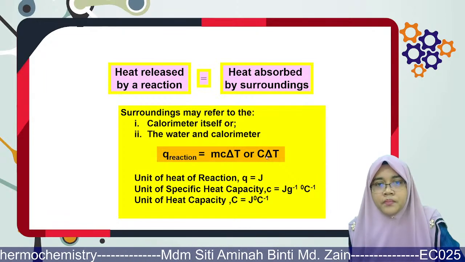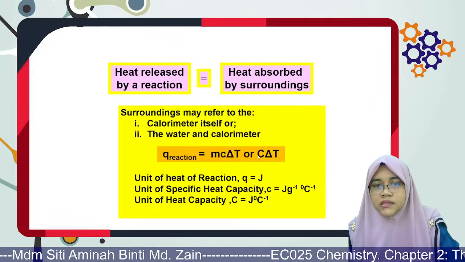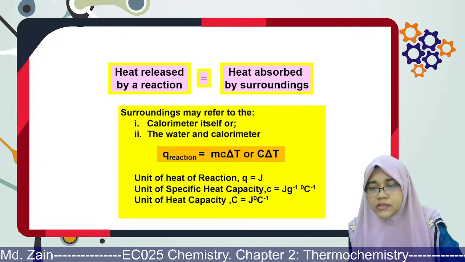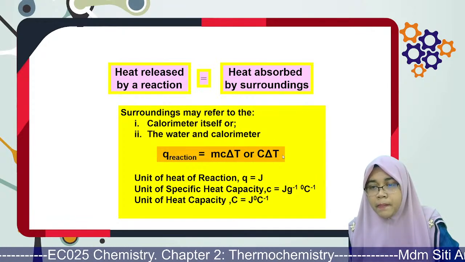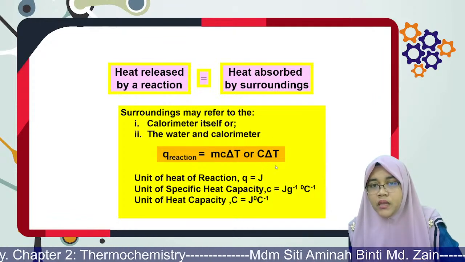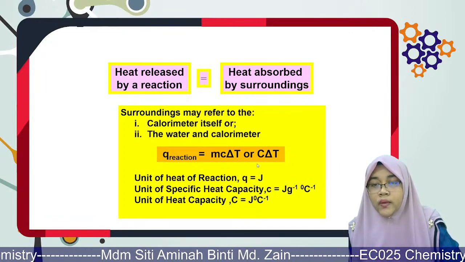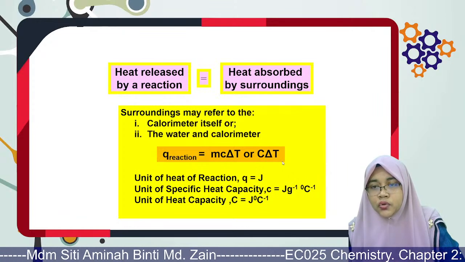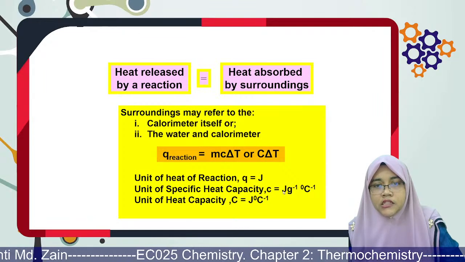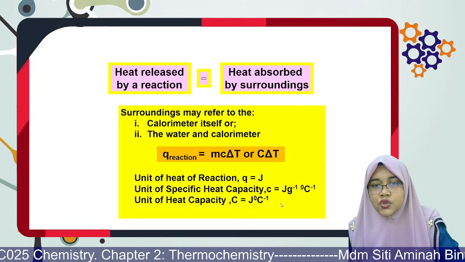Or you can use C delta T, where C is heat capacity times delta T. If the question gives you capital C, this is the formula to calculate Q of the reaction. How to calculate, you will learn deeply in your tutorial sessions. The unit of specific heat capacity is joule per gram per Celsius. Meanwhile, the heat capacity unit is joule per Celsius.